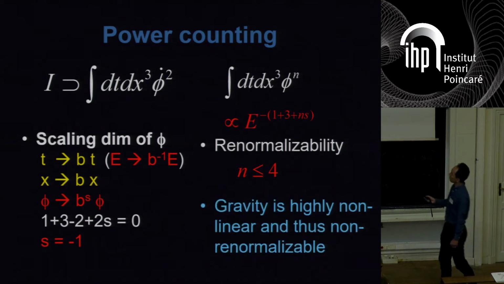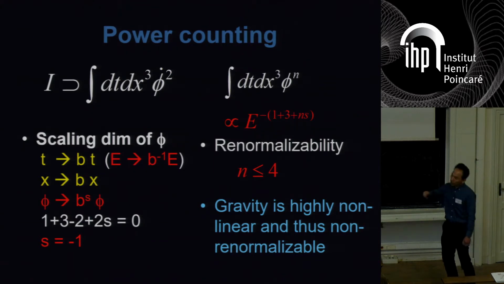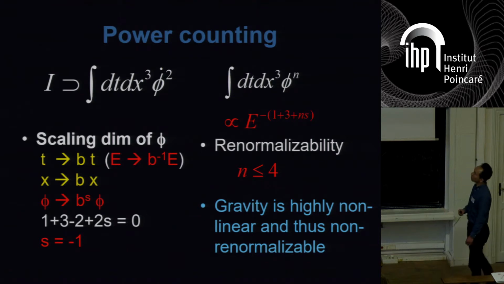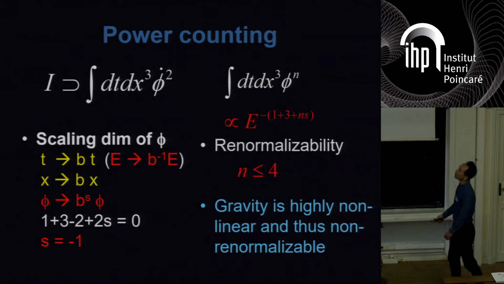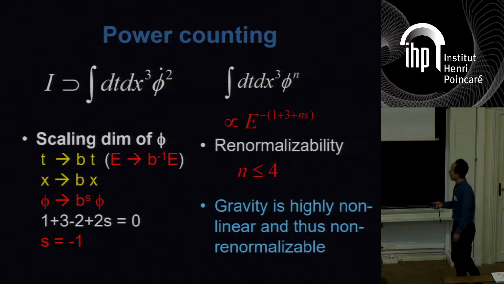Unfortunately, when we talk about gravity, gravity is highly nonlinear. When we compute, for example, curvature, we need a Christoffel symbol and also the inverse of the metric. The inverse of the metric includes an infinite number of terms if we expand around Minkowski. So gravity is highly nonlinear, and n is of course higher than 4. So we have a theory which is non-renormalizable. This is the usual story.